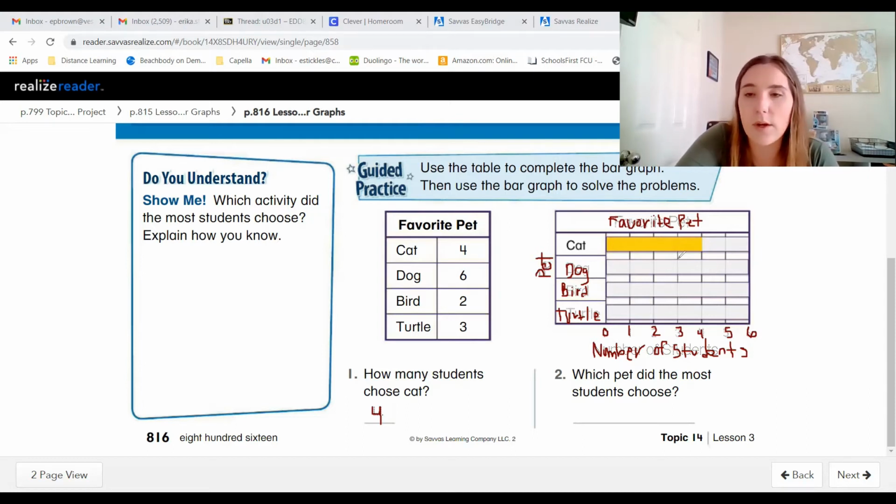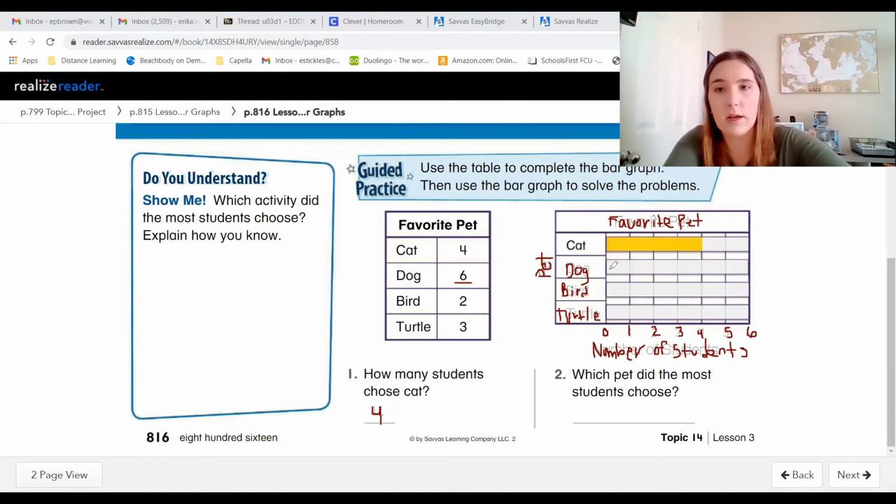So they already did cat for us. They did 1, 2, 3, 4 boxes on the bar graph because 4 students chose cat for their favorite pet. So now let's do dog. We have a 6 here in our table, so we need to fill in 6 boxes for the dog. I'm going to grab a marker, a little bit easier to fill it in here. So 1, 2, 3, 4, 5, and 6. So I'm going to fill it in all the way.